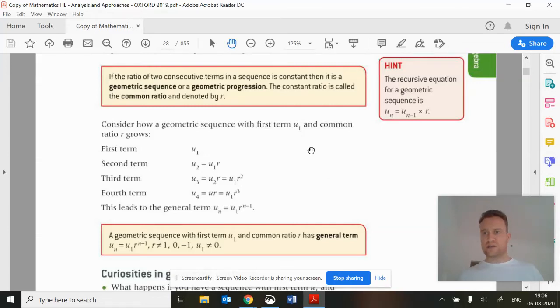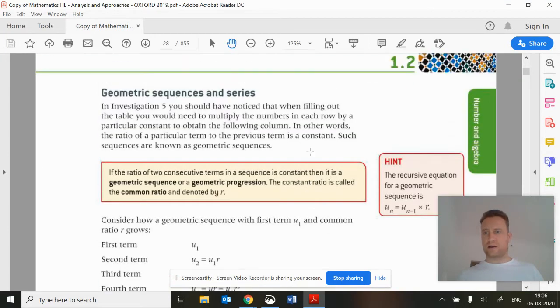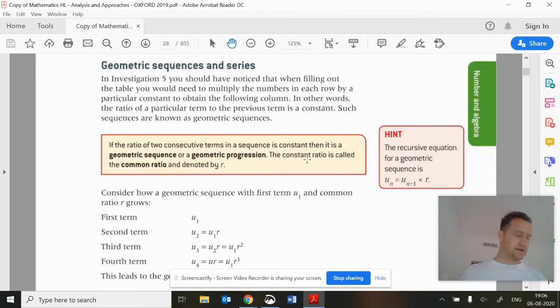Hi there, guys. You can see it's getting a little darker in here, but it's the same day. I'm about to do 1C. This is 1C from the Oxford HL Analysis and Approaches book.